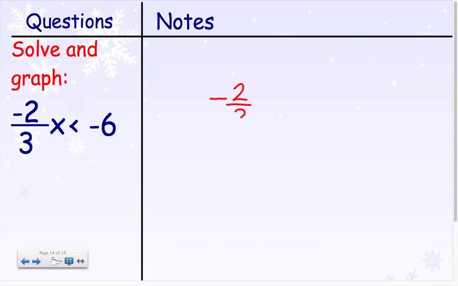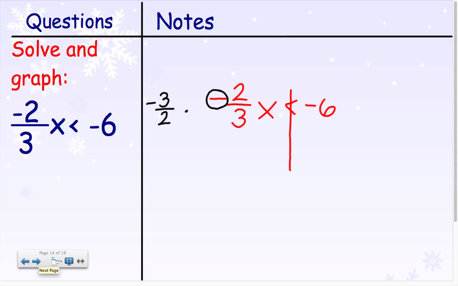-2/3 x is less than -6. So I have a fraction, which means I have to times by the reciprocal. It doesn't matter which number has the negative in front of it. This negative just means the entire fraction is negative. It's not just the 2 that's negative, it's the whole thing.